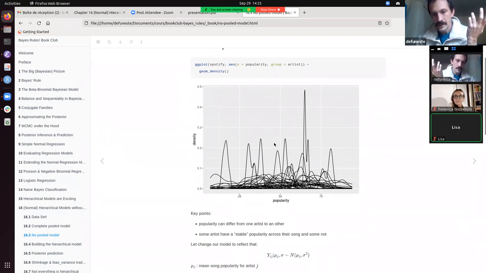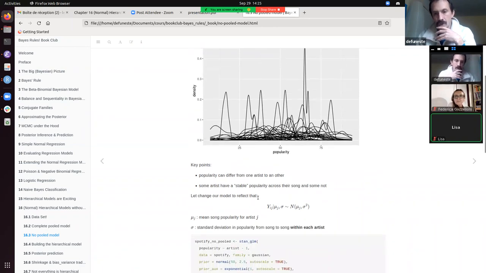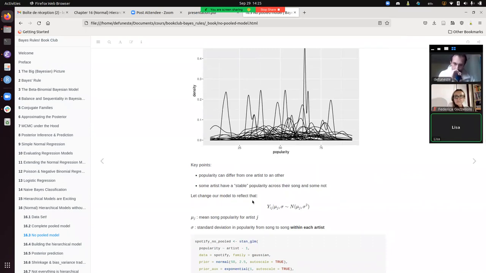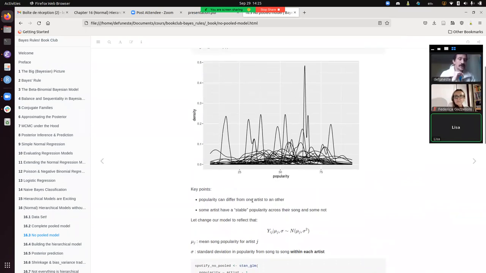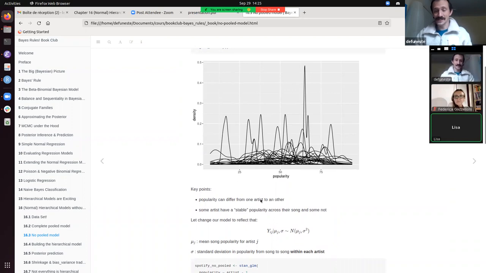I noted the key points. Obviously, some artists are more popular than others, and some have very stable popularity, while others produce songs that are totally less popular, and some were big hits. So we'll change our model to reflect that. Here's the top one. I haven't checked the crazy curves. This is not only the top one, but the very sharp one. I think it's Beyoncé, but I'm not sure.